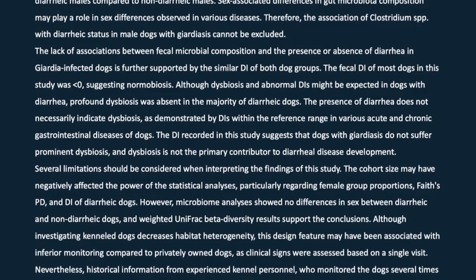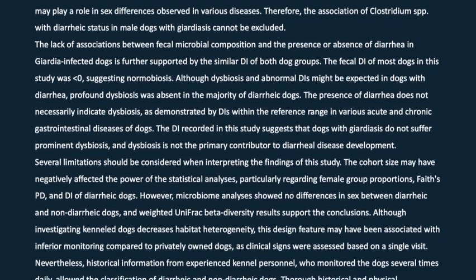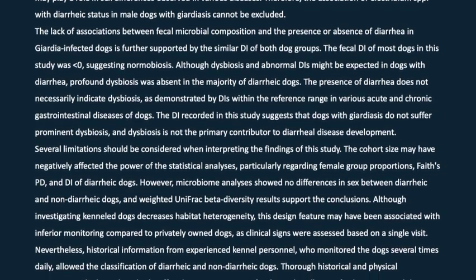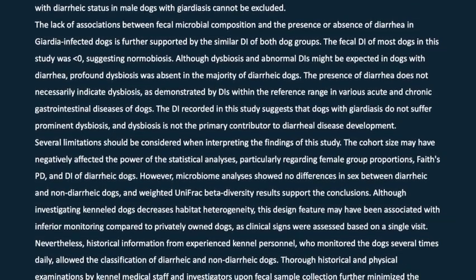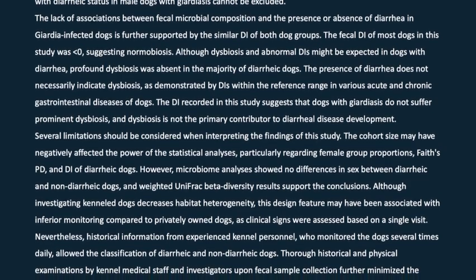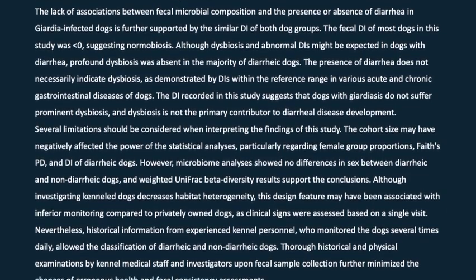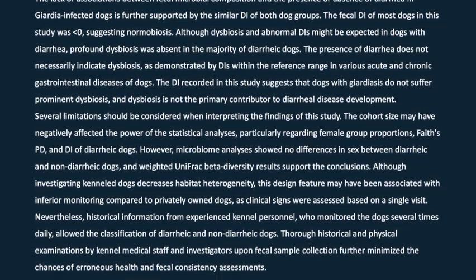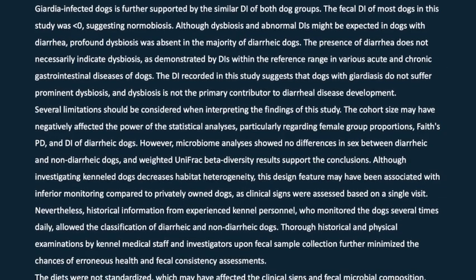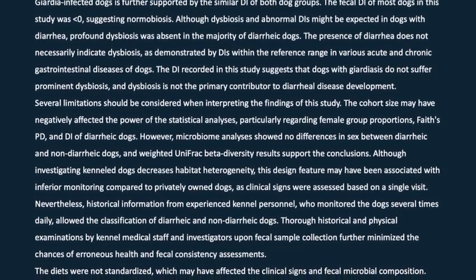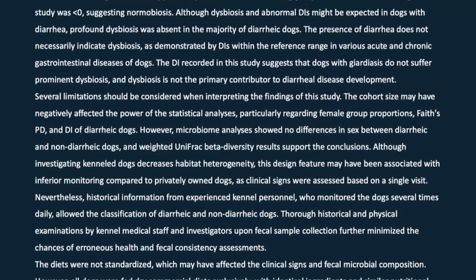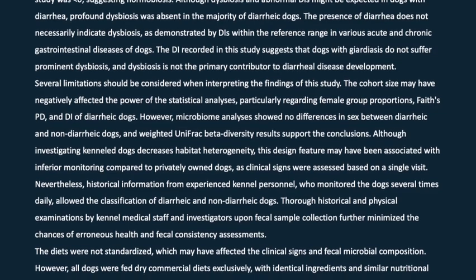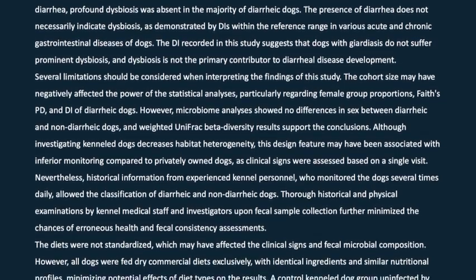Several limitations should be considered when interpreting the findings of this study. The cohort size may have negatively affected the power of the statistical analyses, particularly regarding female group proportions, Faith's PD, and DI of diarrheic dogs. However, microbiome analyses showed no differences in sex between diarrheic and non-diarrheic dogs, and weighted UniFrac beta diversity results support the conclusions. Although investigating kennel dogs decreases habitat heterogeneity, this design feature may have been associated with inferior monitoring compared to privately owned dogs, as clinical signs were assessed based on a single visit.